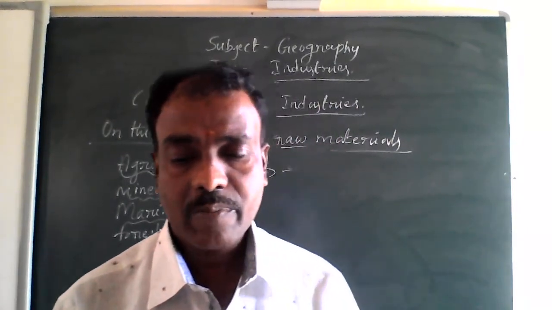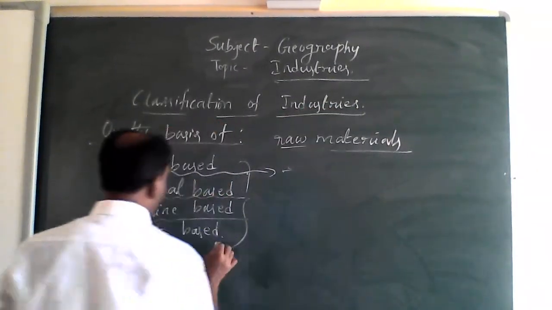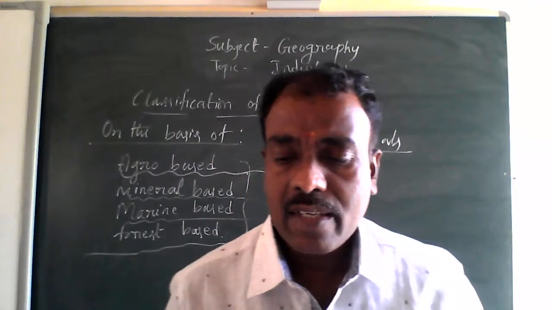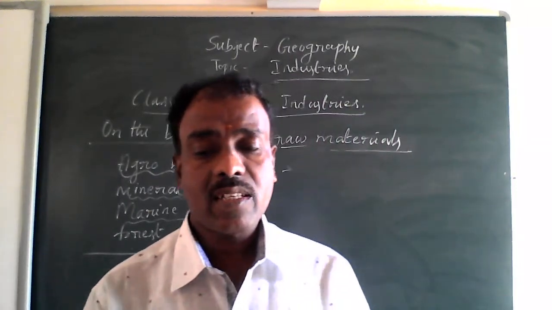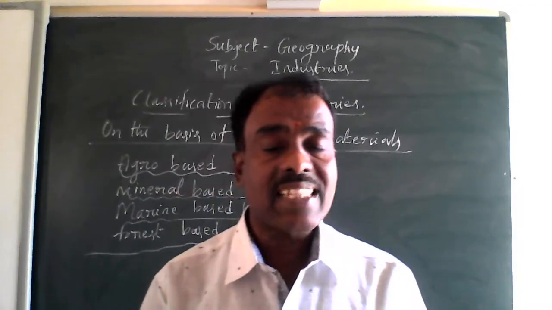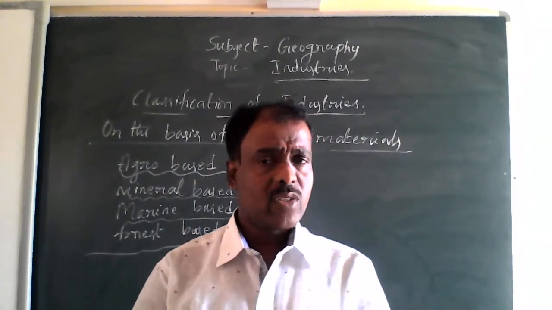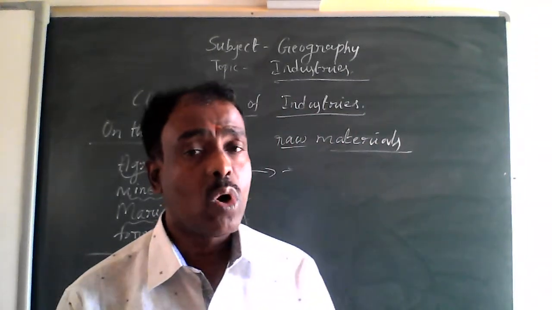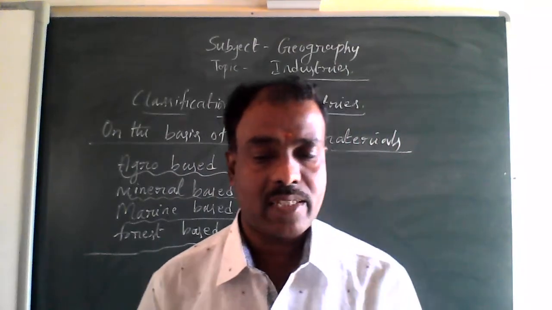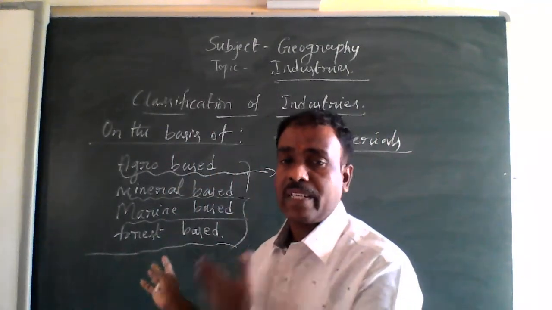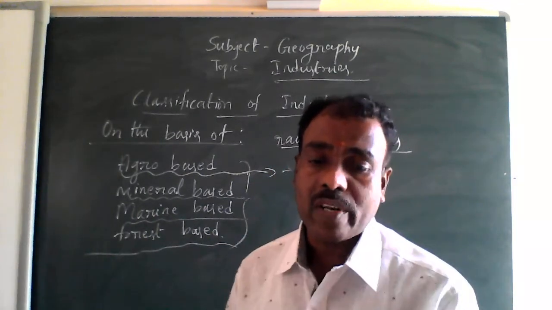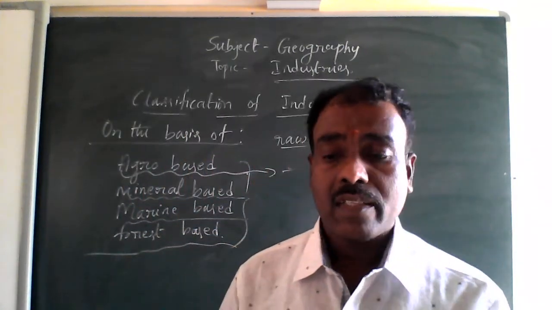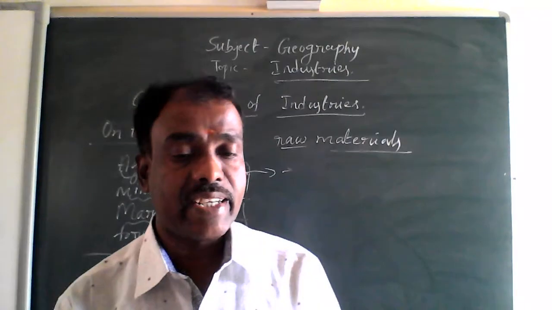Got it, dear students? Now let us discuss forest based industries. Forest based industries utilize forest produce as raw materials. So there is no doubt, whatever they are using in those industries as raw materials, those raw materials are getting from the forest. That's why these kinds of industries are called forest based industries, because the forest produces the raw materials for these industries.